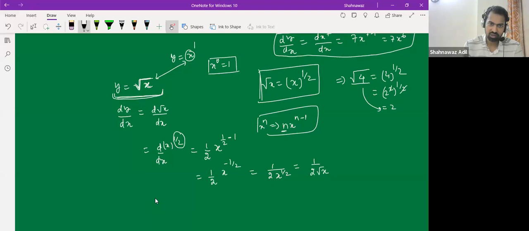So differentiation of y is equal to root x would be how much? This would be 1 by 2 root x. Yeah.